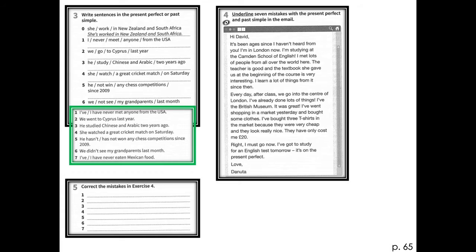I've already done lots of things. I've to the British Museum, it was great. I've went shopping in a market yesterday and bought some clothes. I've bought 3 t-shirts in the market because they were very cheap and they look really nice. They have only cost me £20.